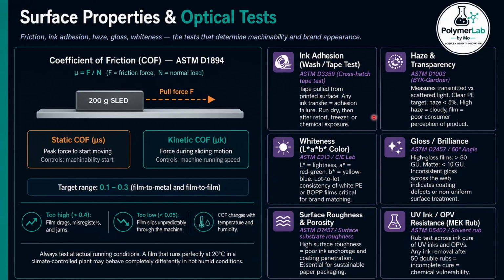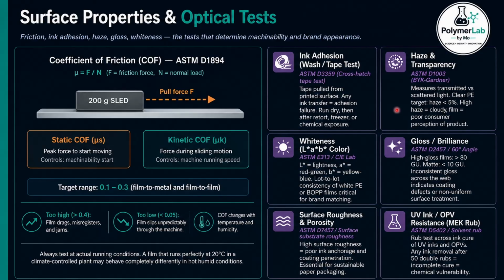For ink adhesion, a tape pull test, we apply standard adhesive tape to the printed surface with a defined pressure and pull it away sharply. Any ink on the tape means adhesion failure. This test is run on fresh prints, then again after retort, after freezer cycling, after high humidity storage, because each of those conditions stresses the adhesive bond between ink and the substrate.